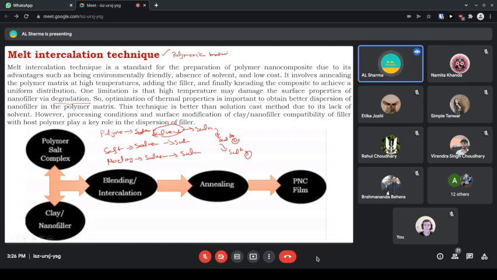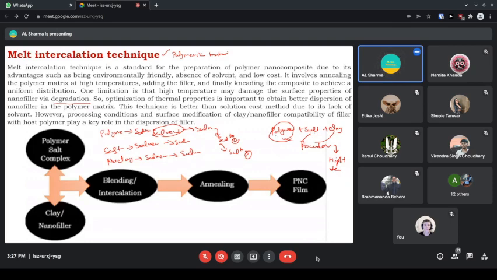Whereas in melt intercalation, you are not using any solvent. Rather, you mix the polymer with salt and clay in powder form and put it at high temperature for the melting of the polymer. Once the polymer melts, it is going to interact with all other precursors. So salt and nanoclay interact once the polymer has melted.